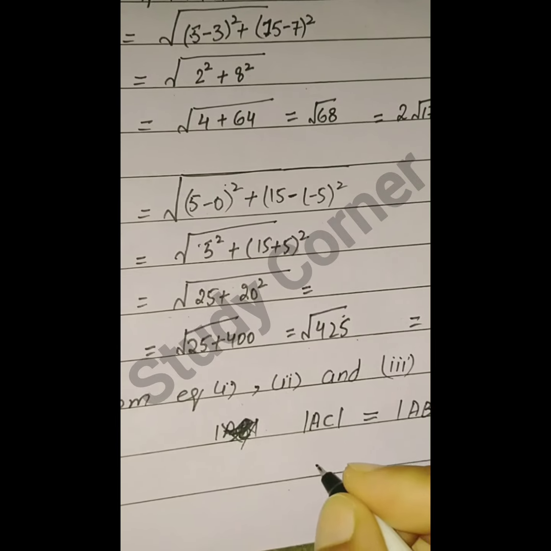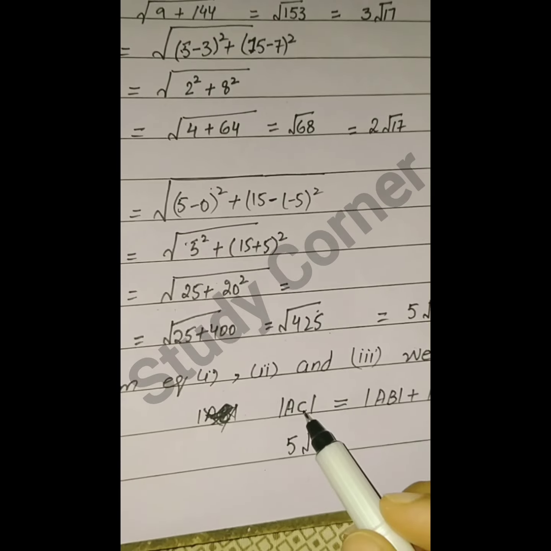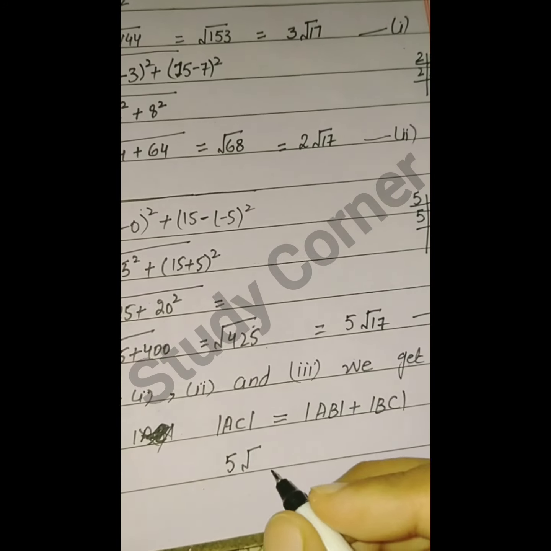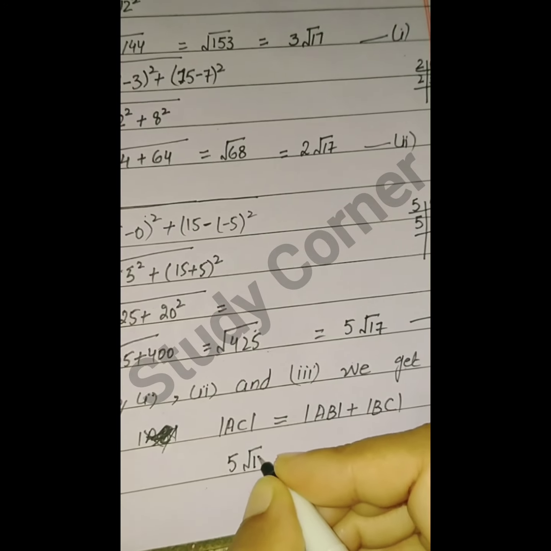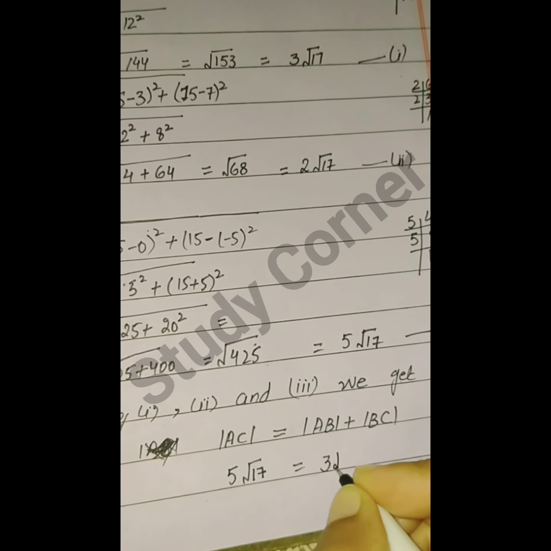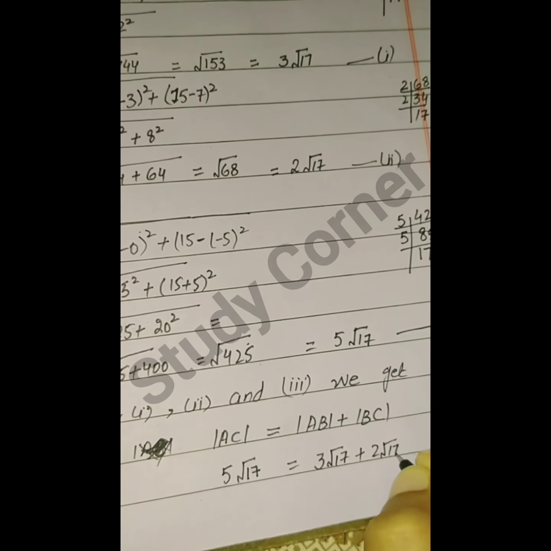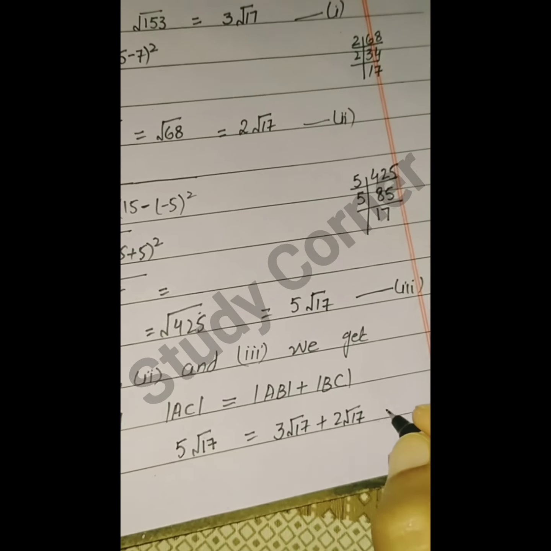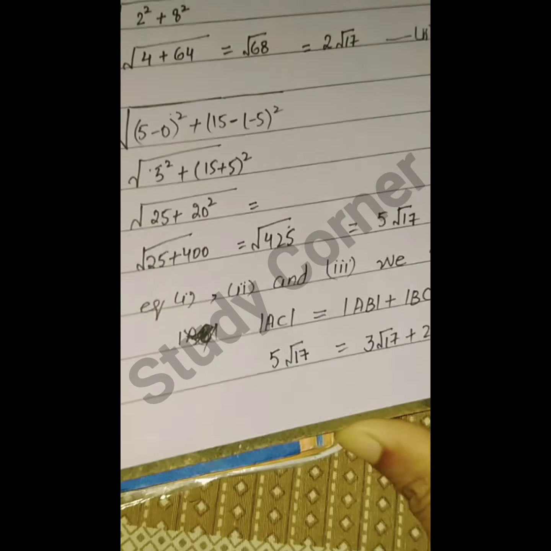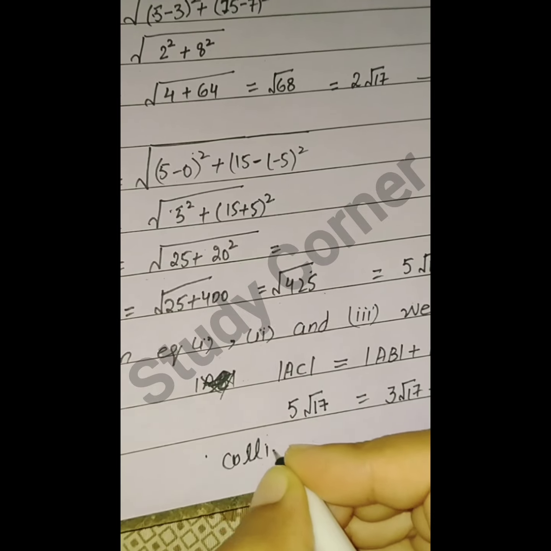From equations 1, 2 and 3 we get that AC is equal to 5 square root of 17, because the condition was that we have to show that AC is equal to AB plus BC. Now we check whether ये equal आया या नहीं. So AC is 5 square root of 17, AB is 3 square root of 17 and BC is 2 times square root of 17, and 5 square root of 17 is equal to 3 square root of 17 plus 2 square root of 17. So the points are collinear.